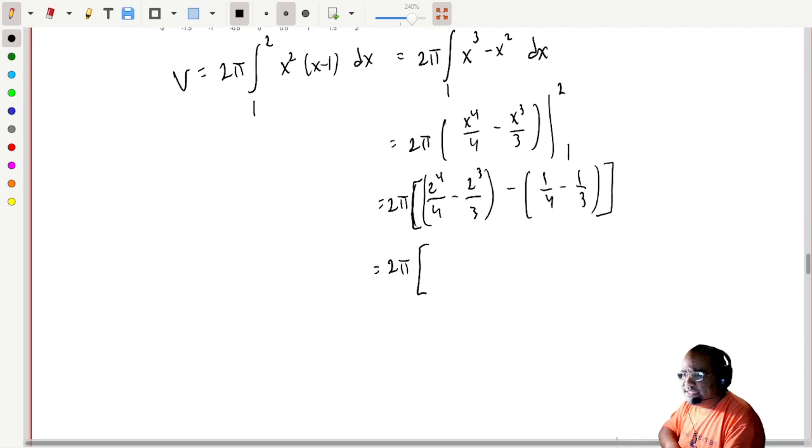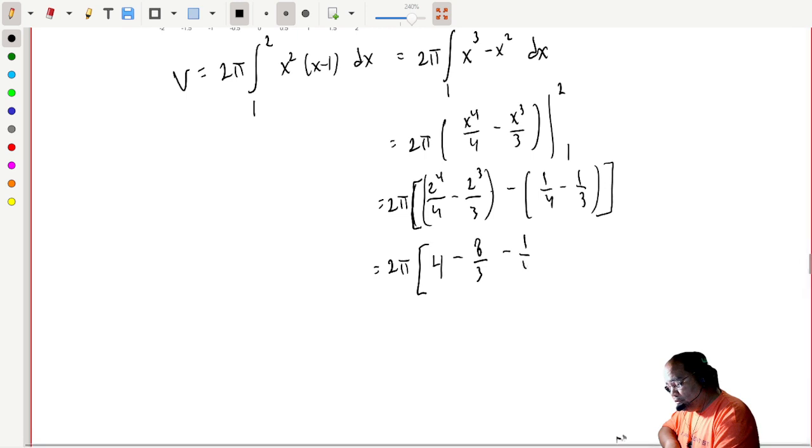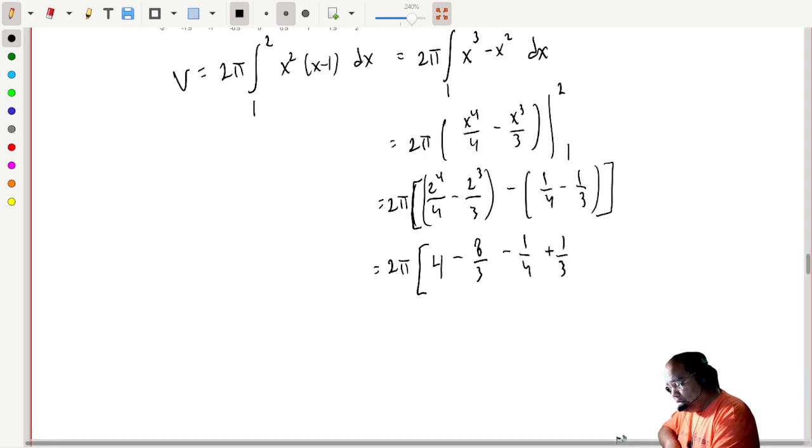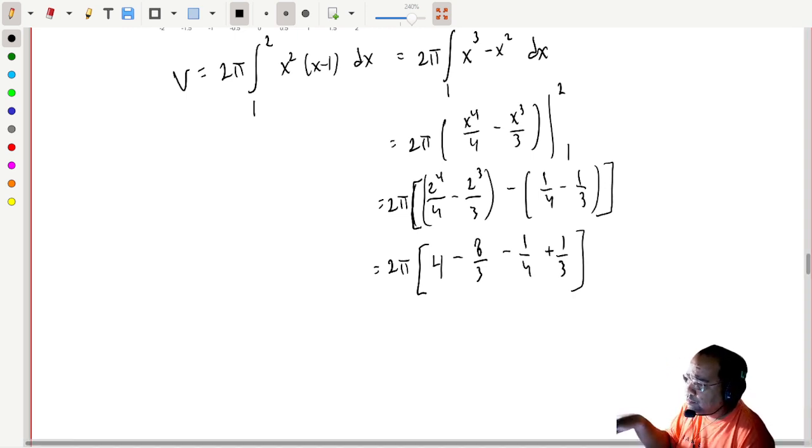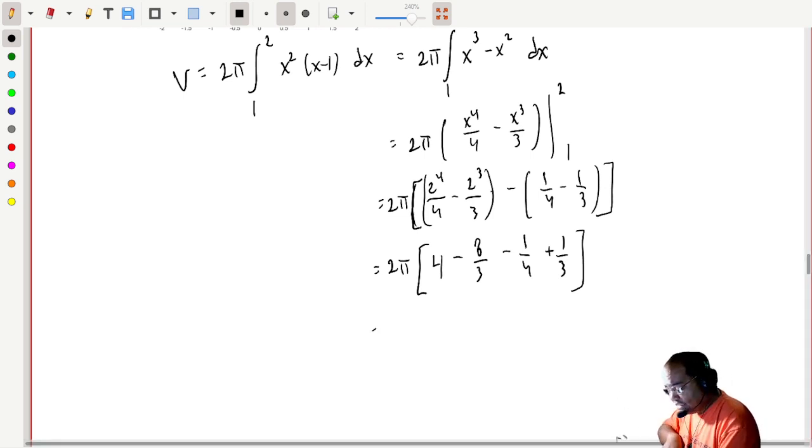2 to the fourth is 16, divided by 4 is 4. 2 cubed is 8, divided by 3 is 8 thirds. Minus a fourth, then minus minus, that's a plus 1/3. Numbers aren't too bad. Well, minus 8 thirds plus a third. Let's think about that one carefully. Minus 8 plus 1 is a negative 7.